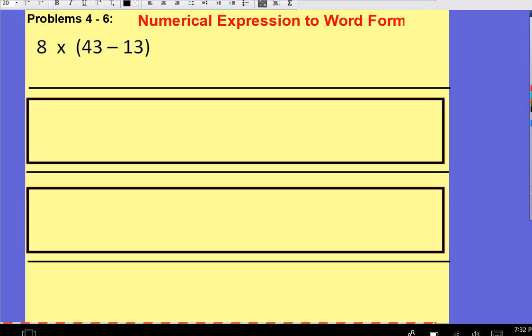And hopefully I can get this to type correctly. I've been having some trouble. So let's take a look at the first one. 8 times 43 minus 13. Well, those parentheses tell me that I need to find what's inside those parentheses first.